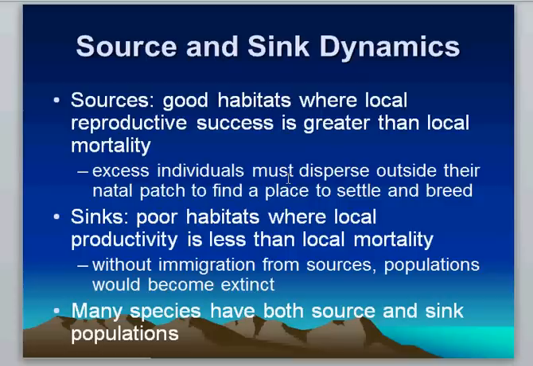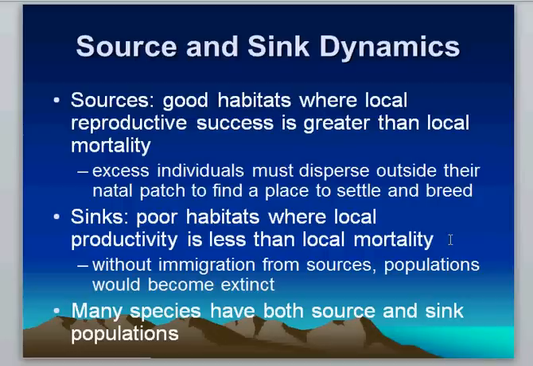On the other side are the sink habitats. Sink populations are poor habitats where local productivity is less, or local natality is less than the local mortality. So the population is not increasing. It is shrinking, as there are more members of the population dying than there are births to replace that population.